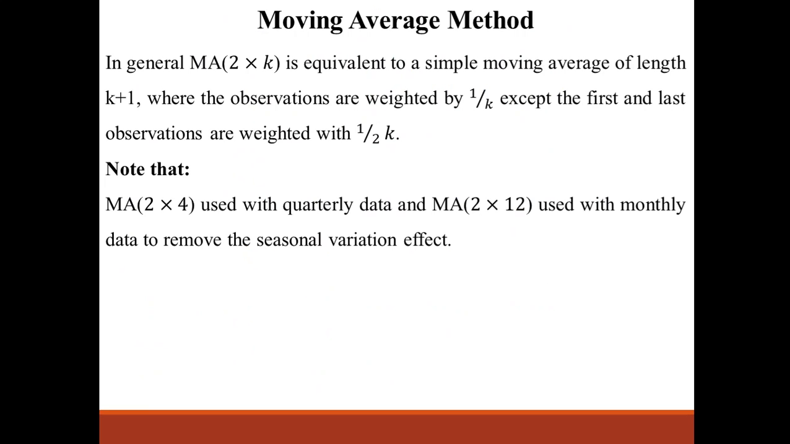In general, the moving average 2 by k is equivalent to a simple moving average of length k plus 1, where the observations are weighted by 1 over k, except the first and the last observations, which are weighted with half of 1 over k. Let's take note that moving average 2 by 4 is used with quarterly data, and MA 2 by 12 is used with monthly data to remove the seasonal variation effect.